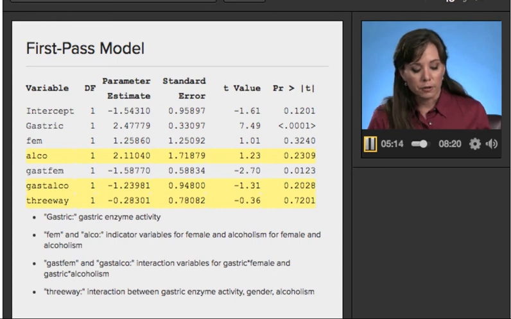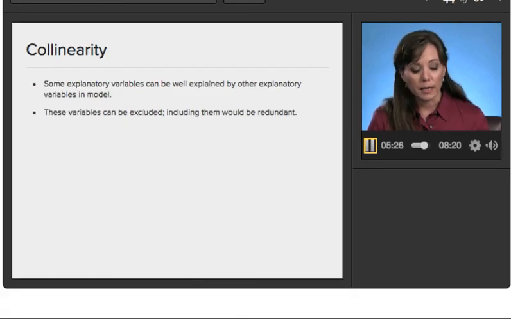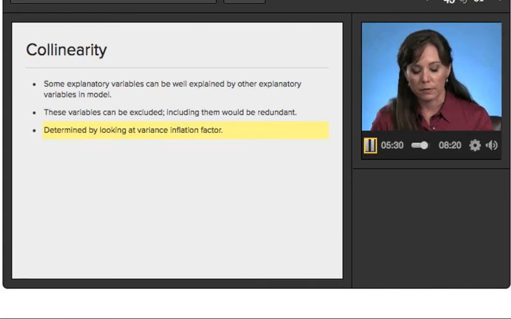But how do we know for sure? Well, I guess in statistics you can never know for sure, but you can take a really good guess. One of the things we want to look at is whether or not any of these variables might be collinear with other variables that are already in the model. And how we do that is by looking at the variance inflation factor.